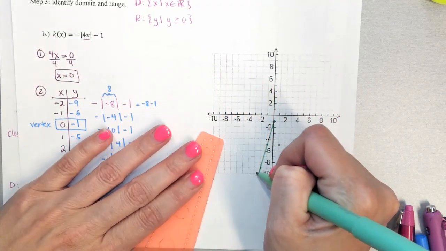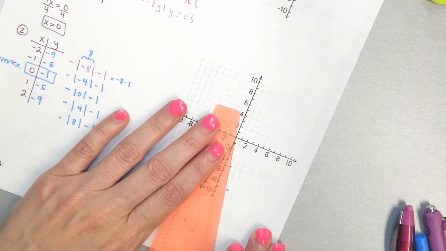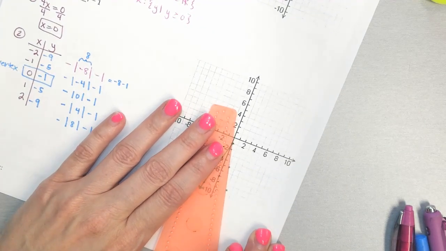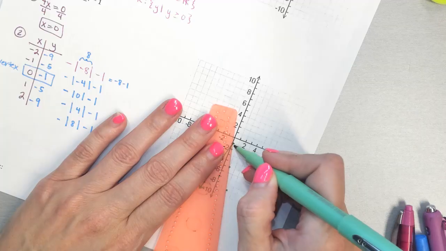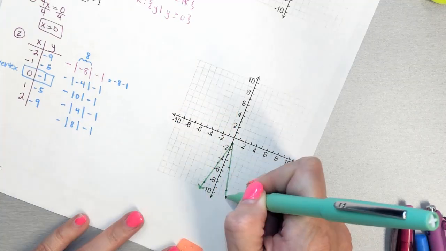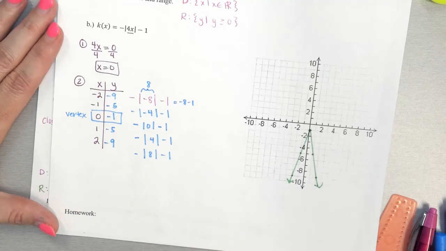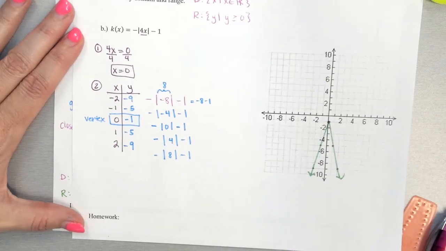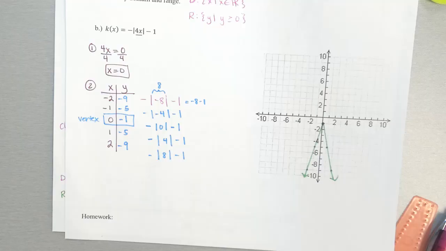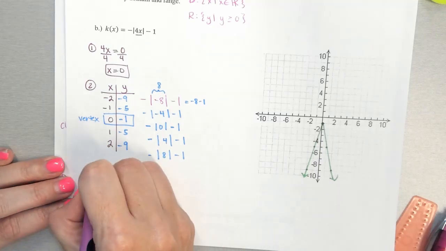So notice that this is pointing downward because there was a reflection here. Okay, it's also narrower than what we had before. Okay, there is a horizontal compression, and then it moved down 1. And then don't forget to do your domain and range.